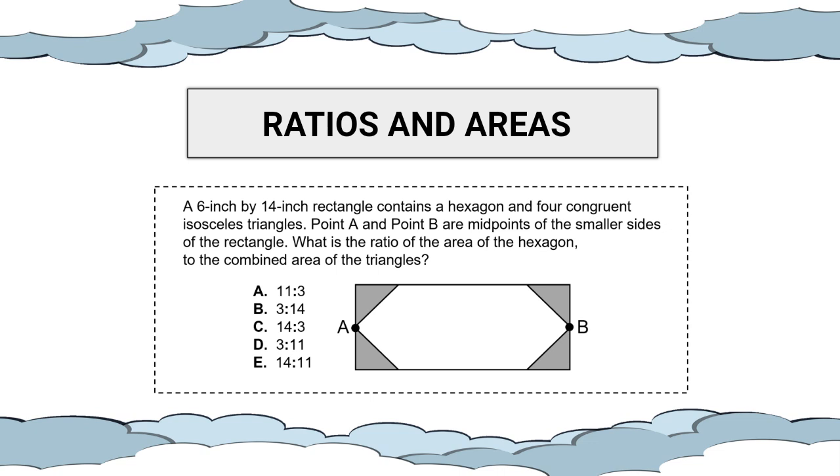So here's the problem. A 6-inch by 14-inch rectangle contains a hexagon and 4 congruent isosceles triangles. Point A and point B are midpoints of the smaller sides of the rectangle. What is the ratio of the area of the hexagon to the combined area of the triangles?